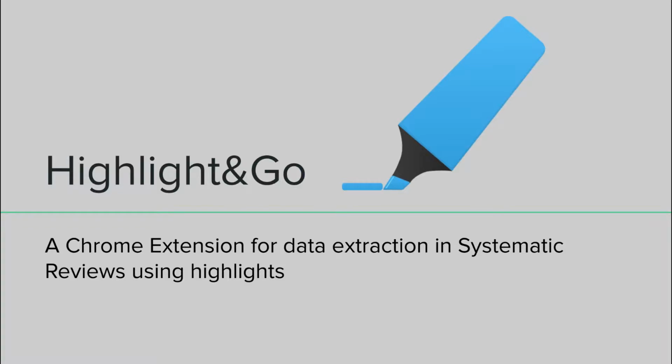Welcome to Highlight&Go. Highlight&Go is a Chrome extension which helps you in data extraction for systematic reviews, and especially for mapping studies. For that, it provides color-coding highlights within the primary studies. But what is the problem that it is trying to solve? Let's illustrate it.